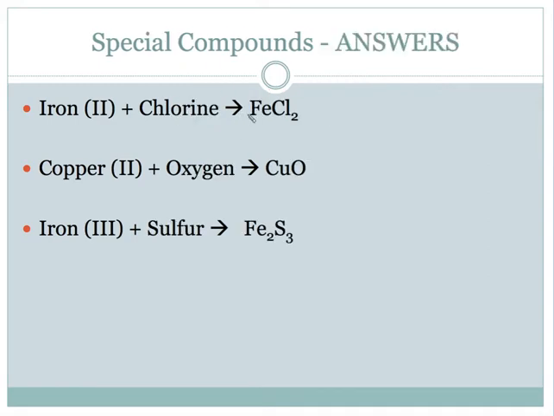Here's your answers. So again, copper 2 and oxygen, you have to reduce. Instead of Cu2O2, you have to reduce that. And then iron 3 and sulfur is Fe2S3. All right.